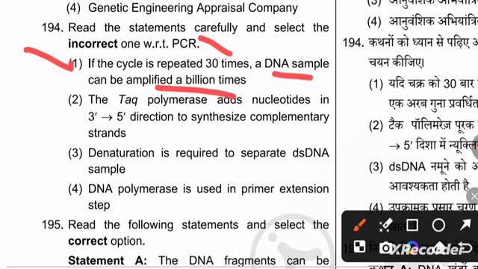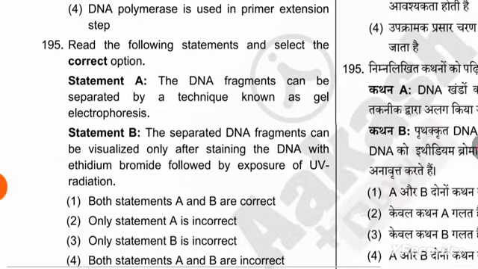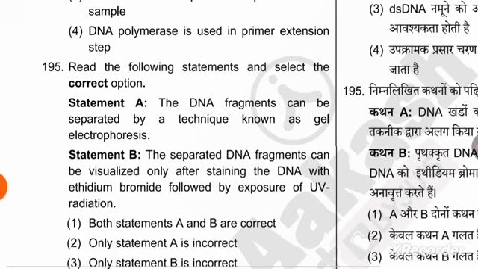Then Taq polymerase adds nucleotides in 3' to 5' direction. No, it is in 5' to 3' direction. Denaturation separates the double-stranded DNA, and polymerase is used in the primer extension step. Yes. So statement 2 is wrong. The remaining three are right about polymerase chain reaction. Read the following statements and select the correct option.